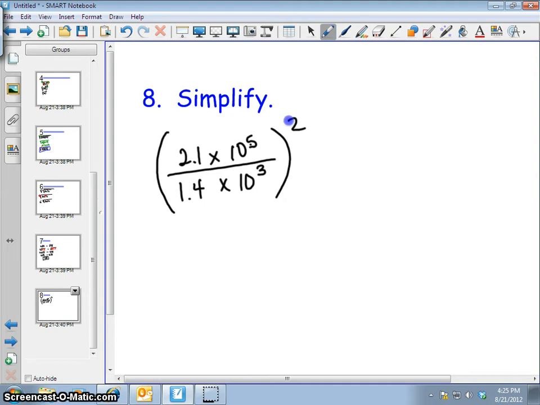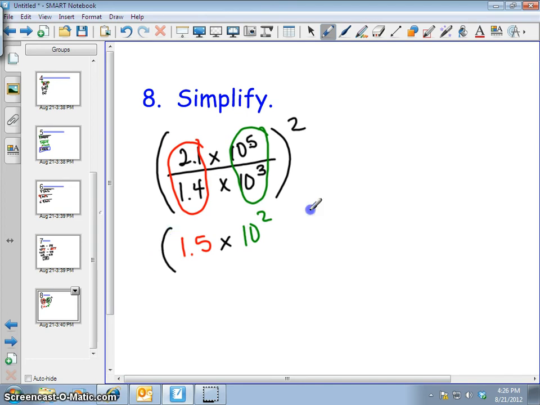So what you're going to do is work these separately. You can do 2.1 over 1.4. You can do that on your calculator if you want to. That ends up to be 1.5. And then 10 to the 5th over 10 to the 3rd. When the bases are the same, you subtract the exponents. So that's going to give you 10 to the 2nd power. And remember, all of that is still squared.